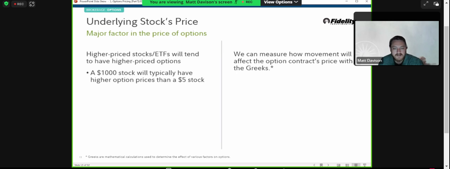Well, if we think about what a 1% move is on a $1,000 stock, it's a lot more than if we're thinking about a $5 stock. On a $5 stock, a 1% move is 5 cents, whereas on a $1,000 stock, a 1% move is $10. So if something can move $10 and still only be 1%, then that has to be reflected in the options price.